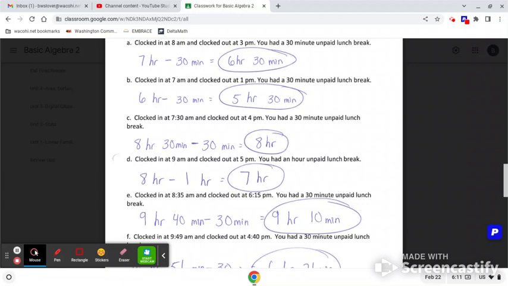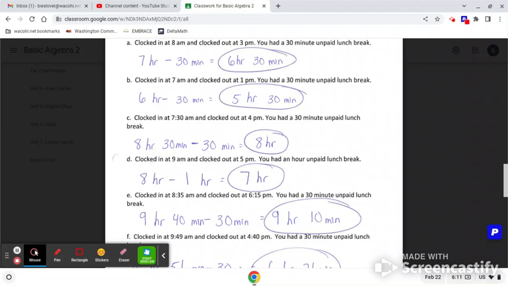Now, if you're someone that's not a big fan of minutes, you could always change it to the decimal. So 30 minutes is 0.5 hours or half an hour. So if you were thinking 6 hours or 6.5 hours, that's fine.